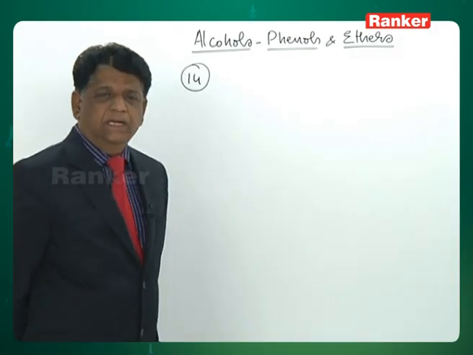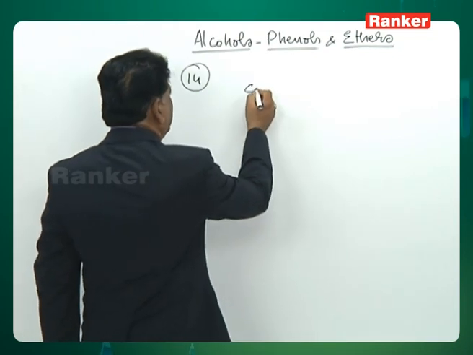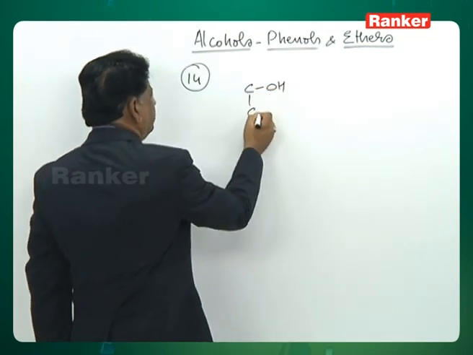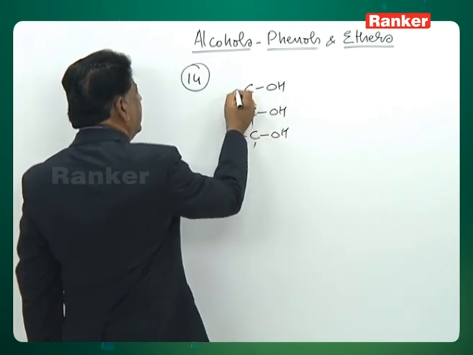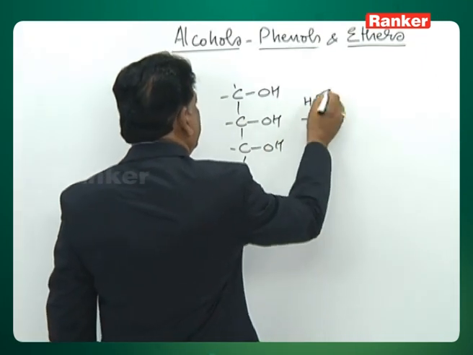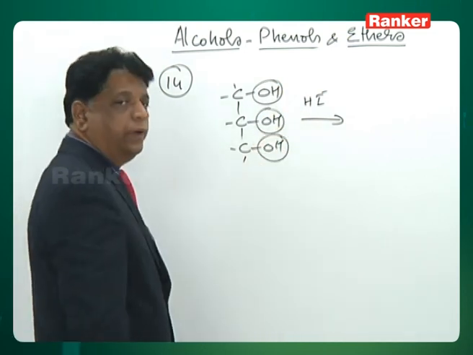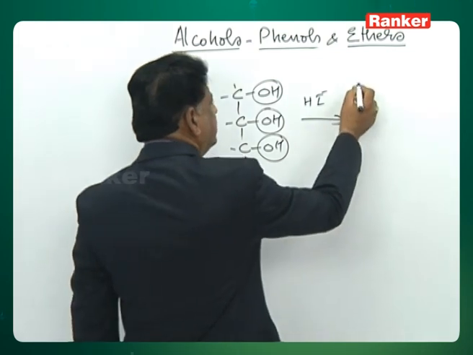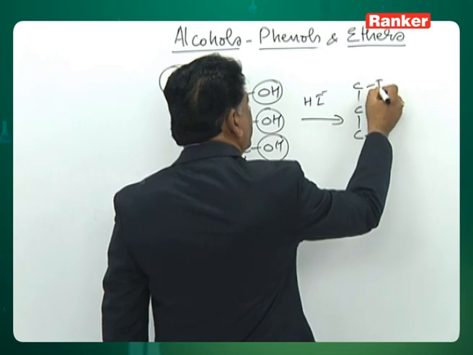Therefore, the question says that 100% pure isopropyl iodide can be obtained from the glycerol by the use of some of the reagents he gave. So, glycerol is nothing but a triol. 1, 2, 3 triol is the glycerol. They have the other hydrogens also, but when I treat it with the HI, the iodide here replaces all the OHs, it works first as an iodinating agent, then all the carbons will become iodo, that is 1, 2, 3 triiodo compound will come.